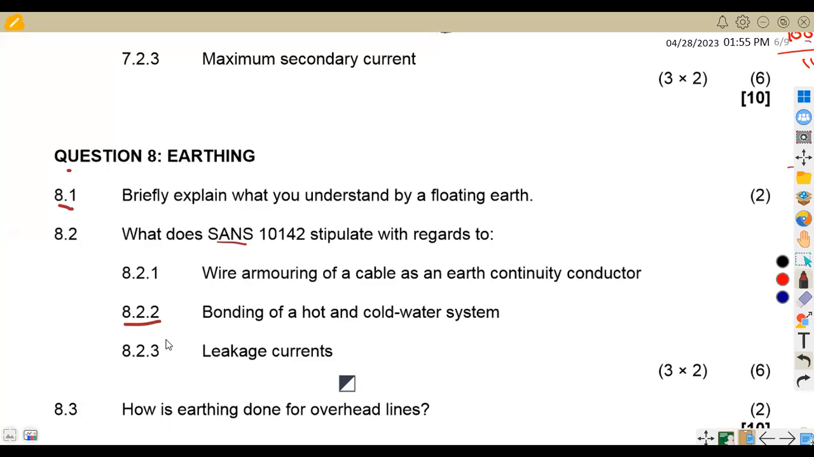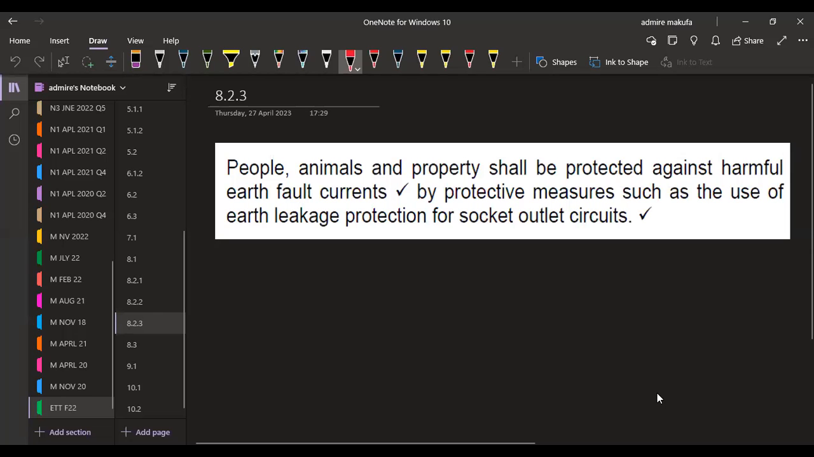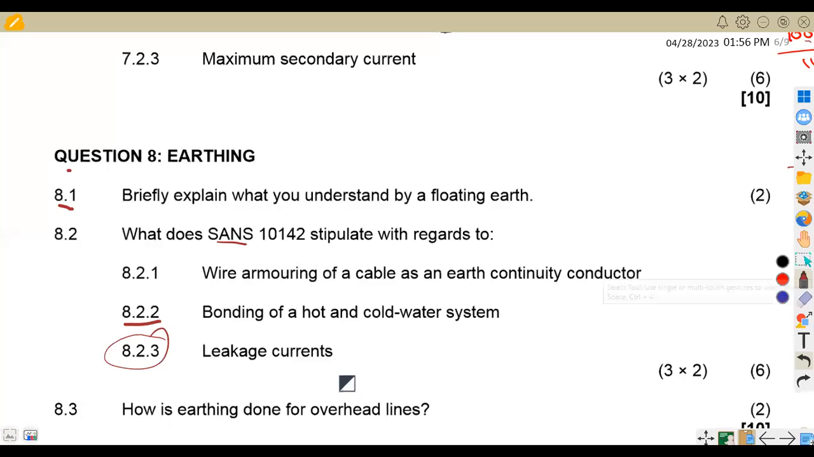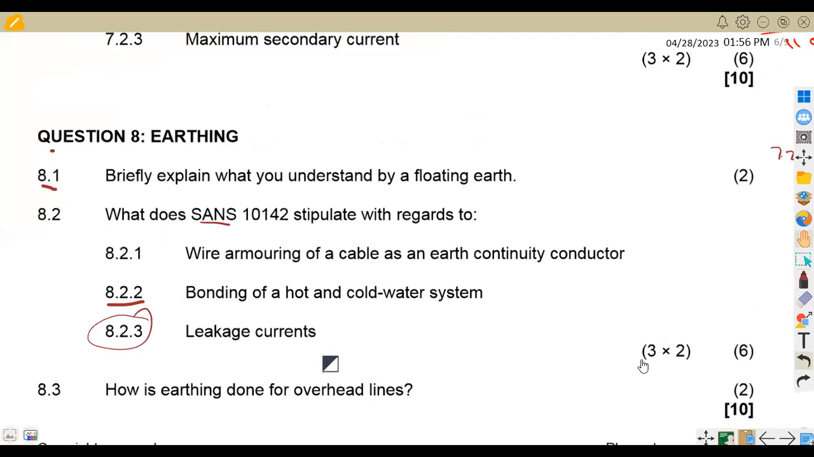All right, then what about the leakage currents? Also 2 marks for this one. So for the leakage currents, what is important is that people, animals, and property shall be protected against harmful earth fault currents by protective measures such as the use of earth leakage protection for socket outlet circuits. So if you're dealing with leakage current, everything must be protected from earth leakages, okay? That might happen, which is the earth fault currents in this case, all right? That is according to the SANS 10142 stipulation or regulations.